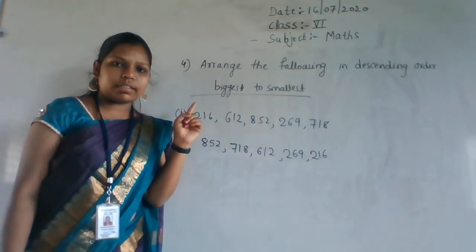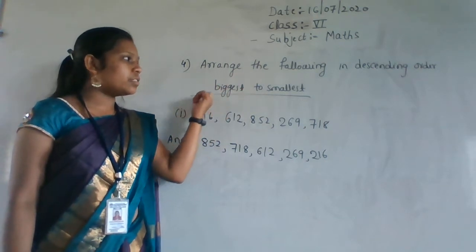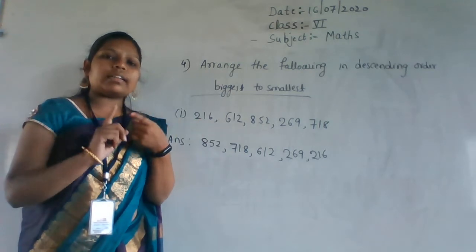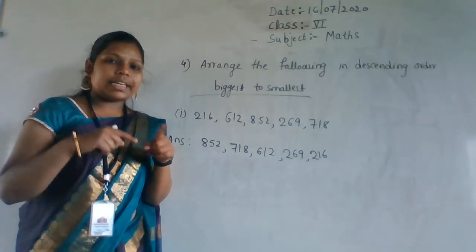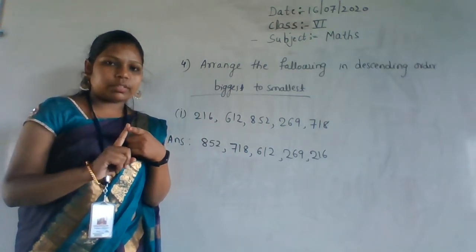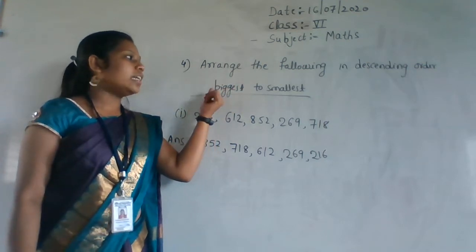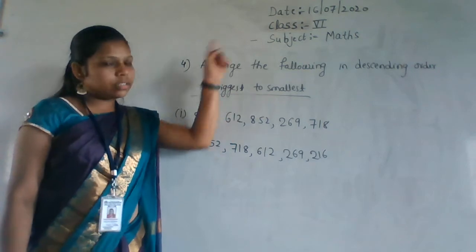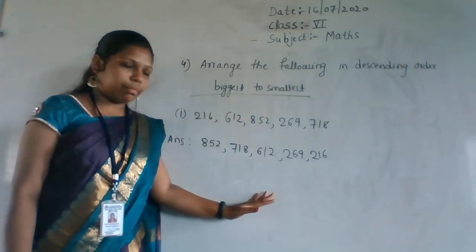Ascending means smallest to biggest. Descending means biggest to smallest. So ascending and descending are opposite words. Both are the reverse process. Okay. So in descending we will write the biggest to smallest. In ascending, smallest to biggest. Reverse of these numbers. Okay.